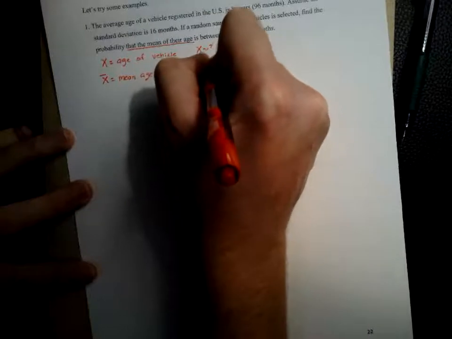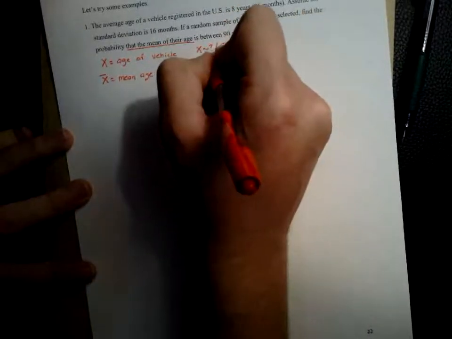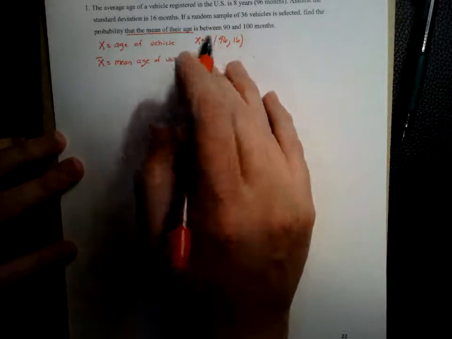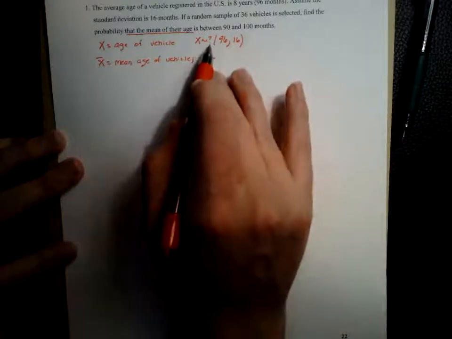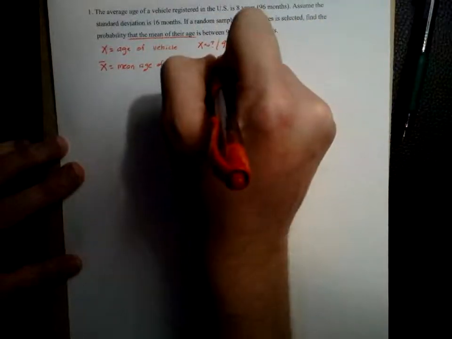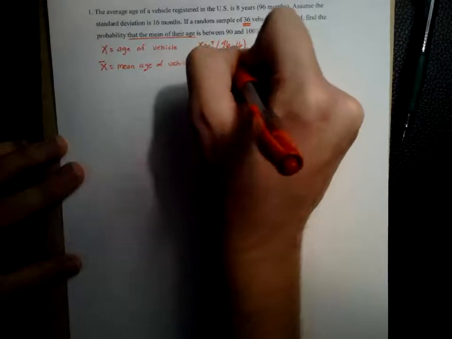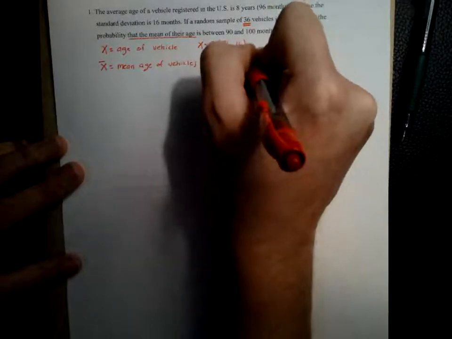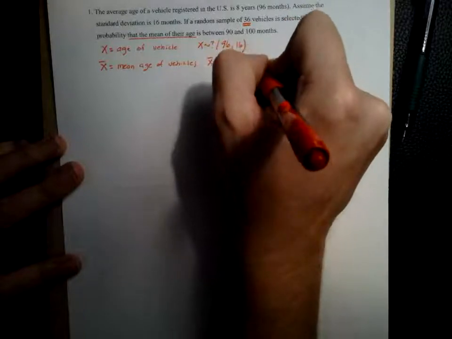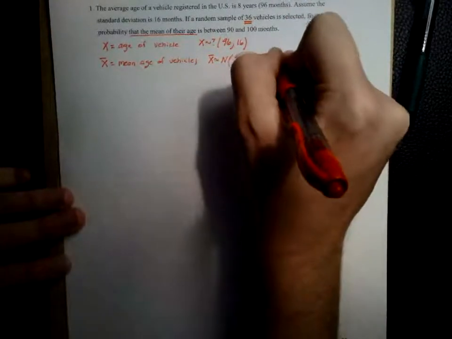And what is the distribution of x bar? So we don't know the distribution of x in this case, so we can't use the previous rule on the previous page and say that this distribution is normal. But we can use the central limit theorem because our sample size is greater than 30 and say that the distribution of the sample means is approximately normal with the same mean as before of 96. But in this case, it has a standard deviation of sigma, which was 16, divided by the square root of n, and n in this case was 36. And this is by the central limit theorem.